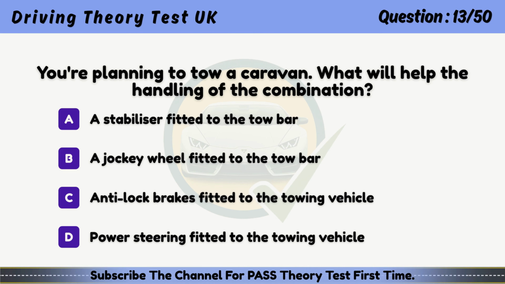Question 13. You're planning to tow a caravan. What will help the handling of the combination? Option A. A stabilizer fitted to the tow bar. B. A jockey wheel fitted to the tow bar. C. Anti-lock brakes fitted to the towing vehicle. D. Power steering fitted to the towing vehicle.